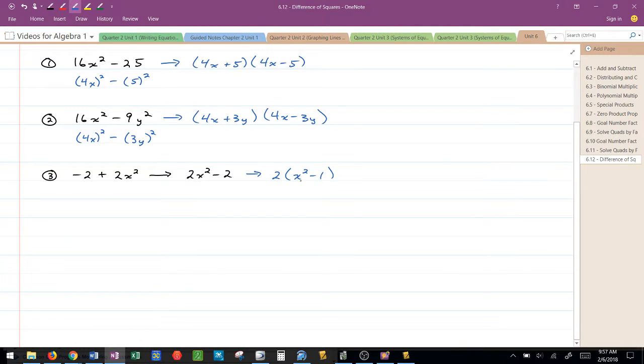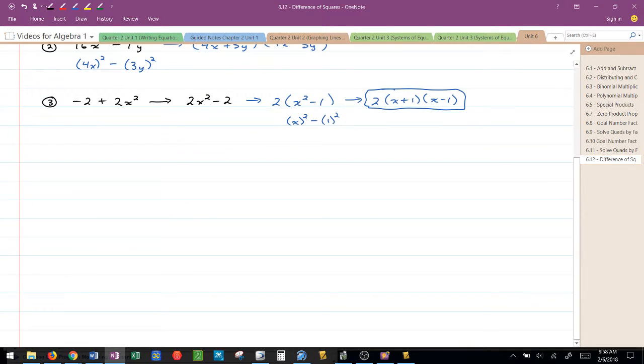Now, I'm looking inside here, and I believe that x squared is x times itself and 1 is 1 times itself. So this can further factor to 2 times x plus 1 times x minus 1. Yes, I would be expected to factor it as far as I can. But remember, I'm only using this when it's quadratic. In other words, back up here in this 4x plus 3y, I'm not going to try to factor that because it's not quadratic. There's nothing being squared.